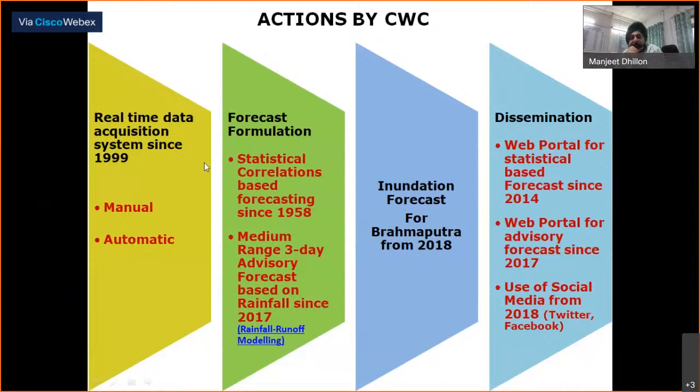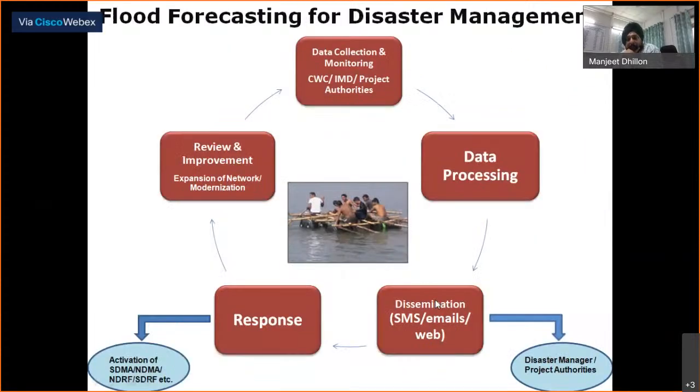Real-time data acquisition has been going on since 1999. And manual, automatic, and statistical correlation since 1958, when the flood forecasting station was established in Delhi. And medium range 3-day forecast and so on, inundation forecast, and then we have a web portal and so on. And we are now even trying to extend the outreach through Twitter, Facebook, this kind of media. And this is a cycle of disaster management for flood forecasting, and we convey our messages to the disaster managers or project authorities, based on which they respond, and they activate SDMA, NDMA, NDRF, SDRF, and so on.